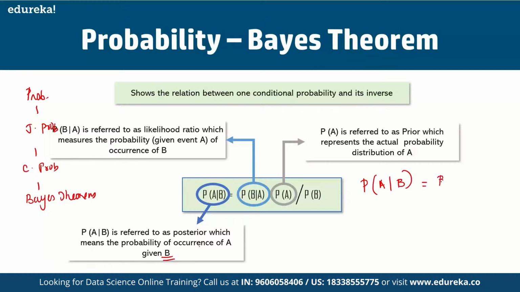For this, the Bayes theorem formula is the probability of A divided by probability of B. So we know the probability of event A separately, and the probability of event B separately, multiplied by P of B given A. This P of B given A is referred to as the likelihood ratio, which measures the probability of B given A. So we are just reversing these values, multiplied by P of A. P of A is nothing but the actual probability of getting a value, divided by probability of B.